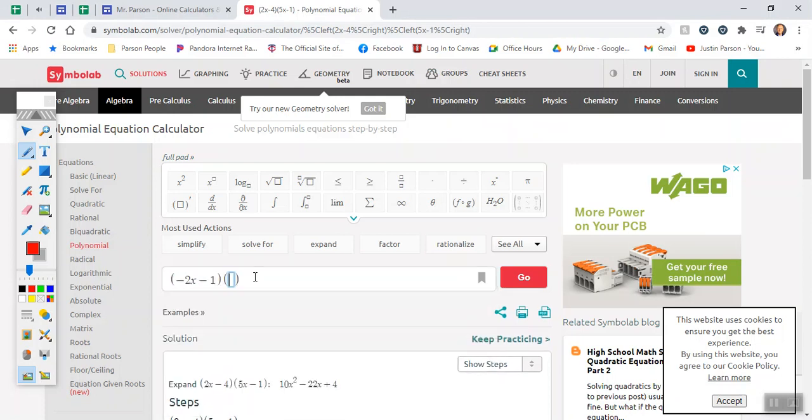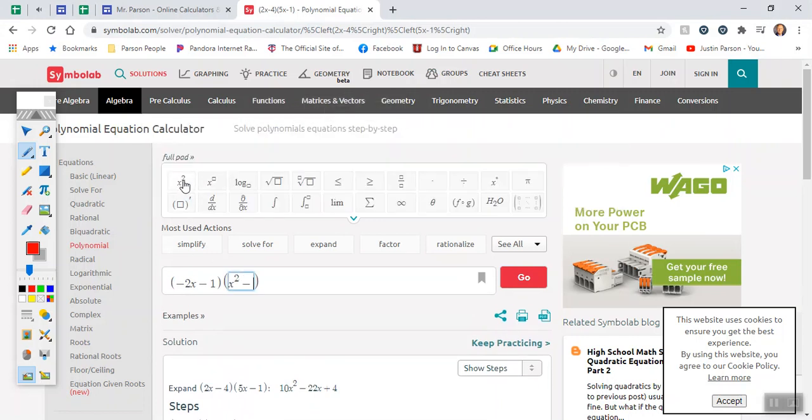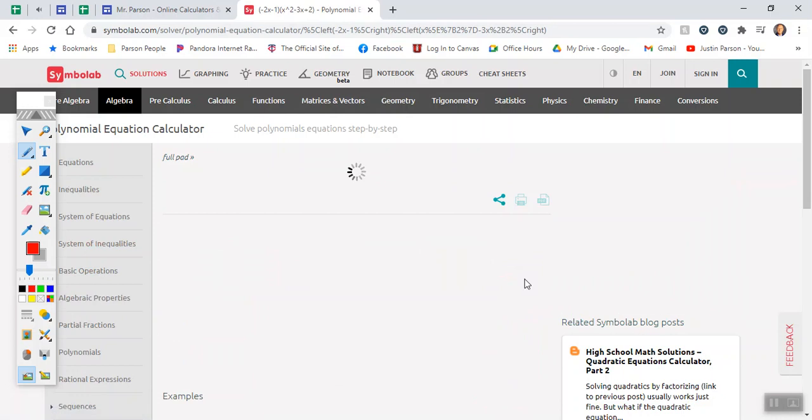And then what was the other one? X squared minus 3x plus 2. Okay, and hit go.